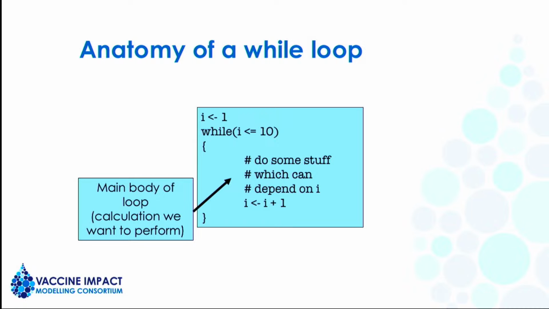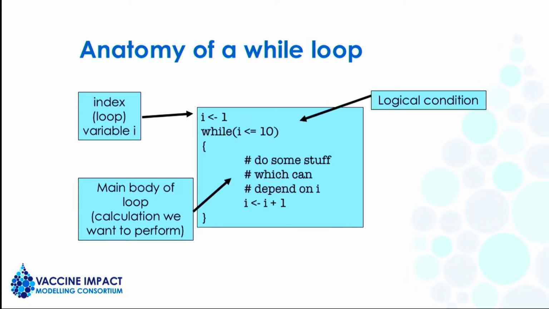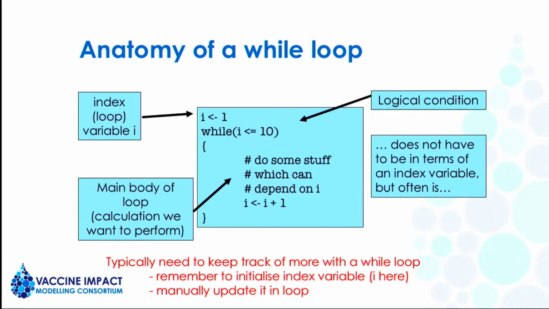Okay? So the main body of the loop, the same again, is the calculation we want to perform. We can have an index variable, but we don't need to have one. We have a logical condition. Okay. So we've got a bit more work we have to do if we want to set up a while loop. We have to remember to initialize that index variable. We need to make sure that it's changing within the loop. Otherwise, the loop will either never start or will never stop. And we have to be very careful that the way we've written it, the while loop will actually come to an end.